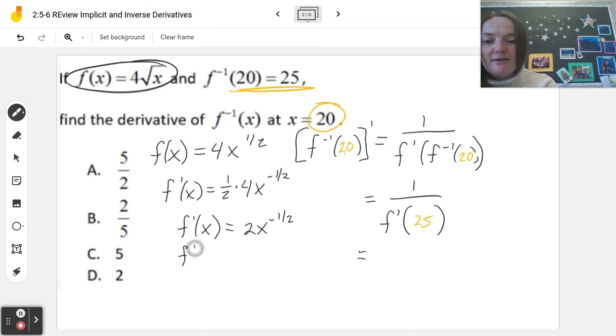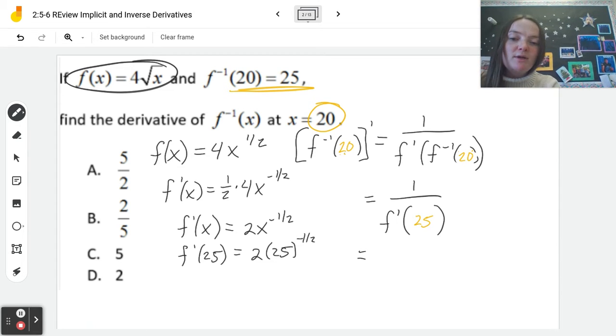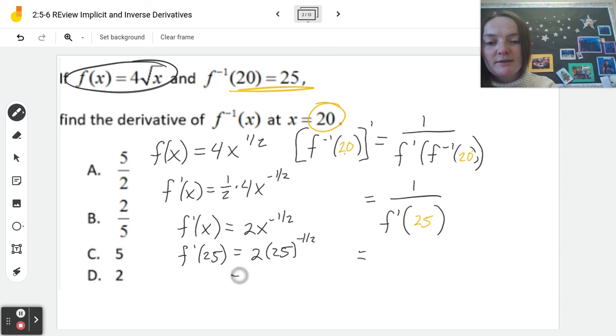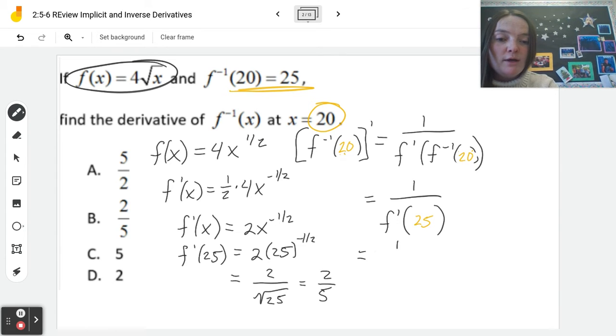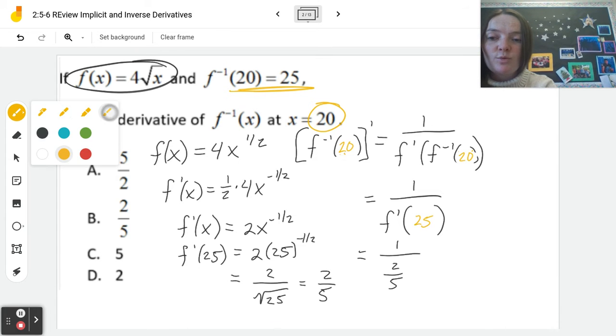Well, let's find that. F prime of 25 is going to be 2 times 25 raised to the negative 1/2. Okay, 1/2 really just means square root, and negative means 1 over. So this is really asking, what's 2 over the square root of 25, which is 2 over 5. So the answer here is going to be 1 over 2 over 5, which is f prime of 25.